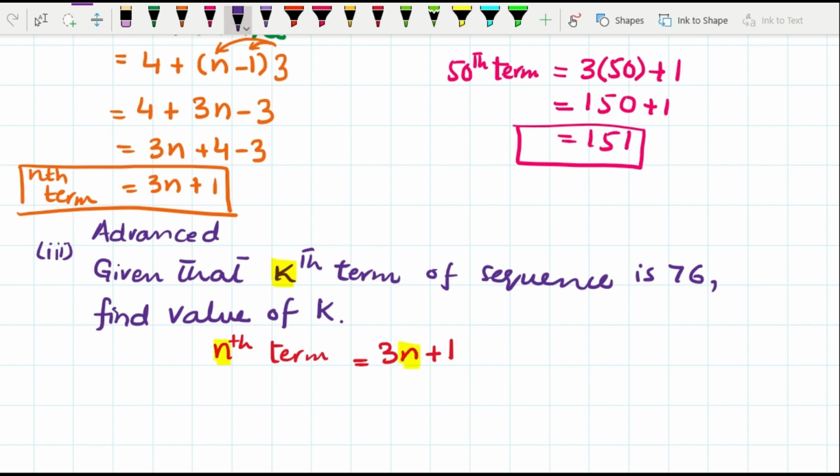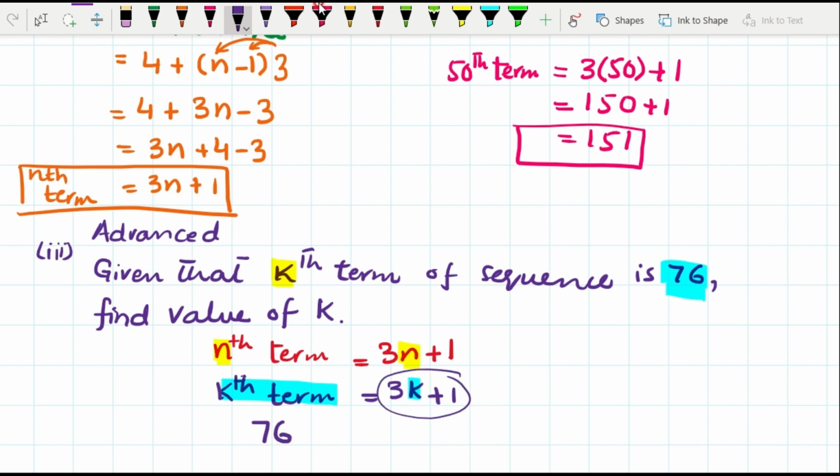So the kth term, we will just substitute k instead of n. Let me substitute. The kth term is 3k plus 1. But read the question again. What does the question say? Given that the kth term of the sequence is 76, means this kth term is 76 here. So we have to find k. We will substitute 76 for the kth term. This is how we can find the answer.